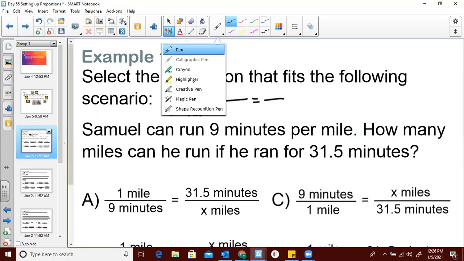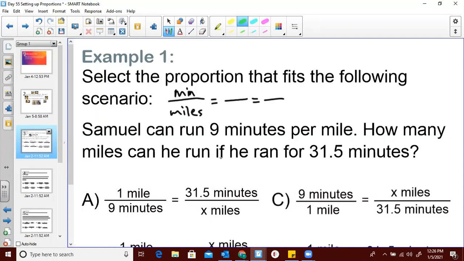So I'm going to pull out my handy dandy highlighter tool, which might be helpful for you guys. And I want to mention that wherever you put minutes, it needs to stay consistent. If you put minutes in the numerator, all minutes go in the numerator. If you put miles in the denominator, all instances of miles will go in the denominator. All right, so we have kind of a template set up.